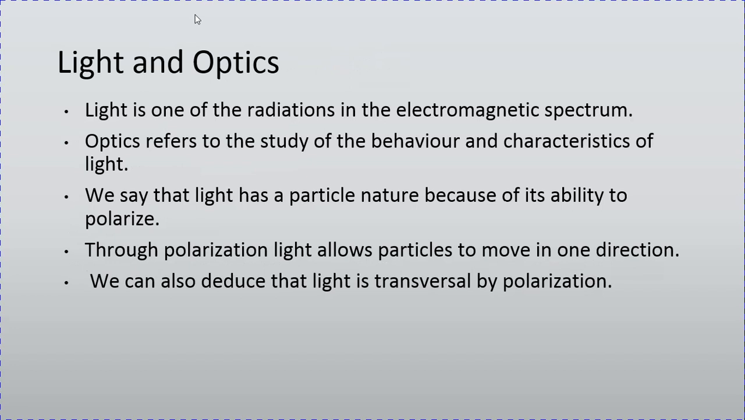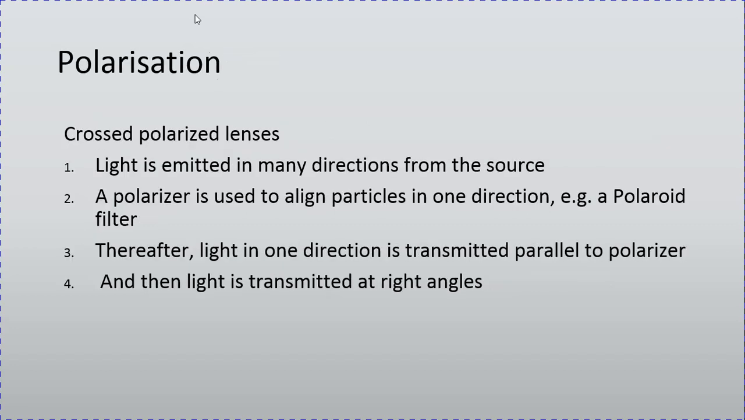Light and optics. Light is one of the radiations in the electromagnetic spectrum. Optics refers to the study of the behavior and characteristics of light. When we say light has a wave nature, it is because of its ability to polarize. Through polarization, light allows particles to move in one direction. We can also deduce that light is transverse by polarization.